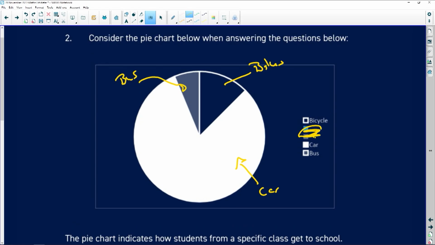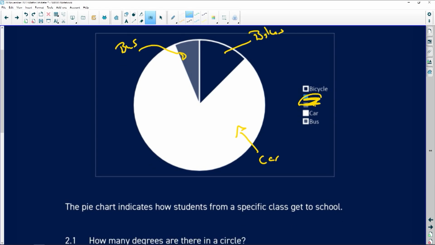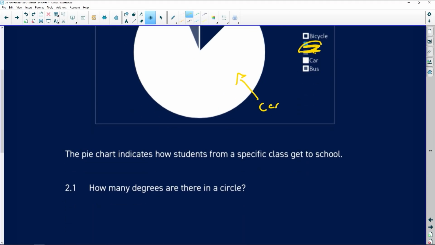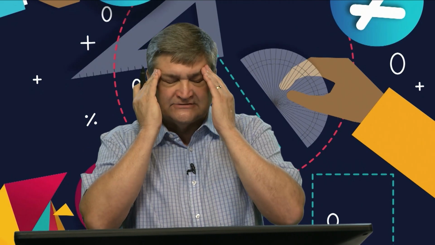So consider the pie chart below when answering the questions that follow. The pie chart indicates how students from a specific class get to school. How many degrees are there in a circle? And folks, there are 360 degrees in a circle, not 100. You get 100%, but you get 360 degrees in a circle. Oh my goodness, the number of matrics that messed that one up.